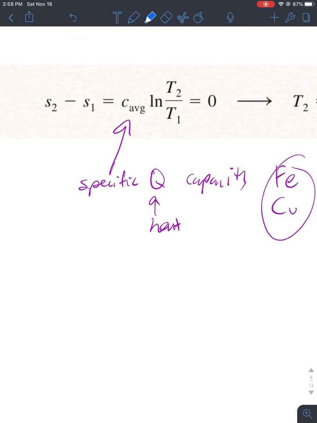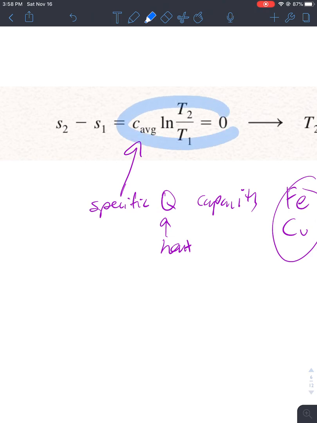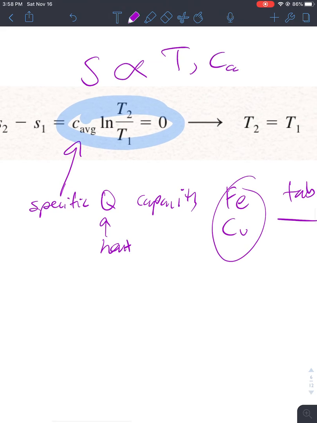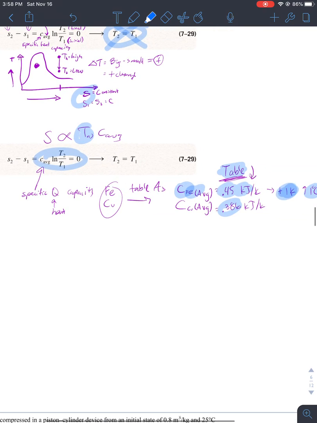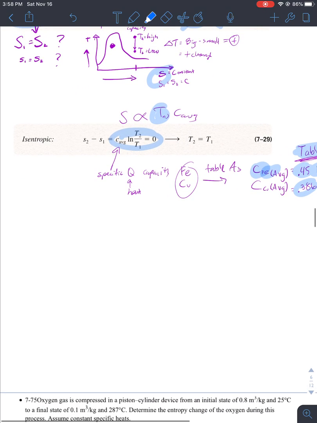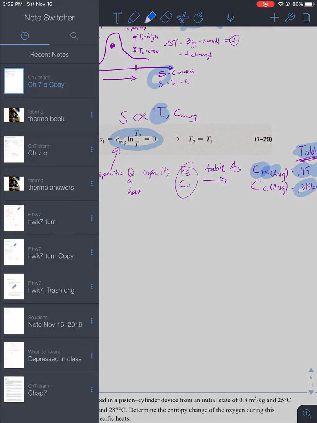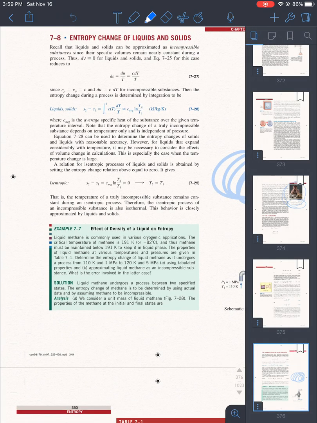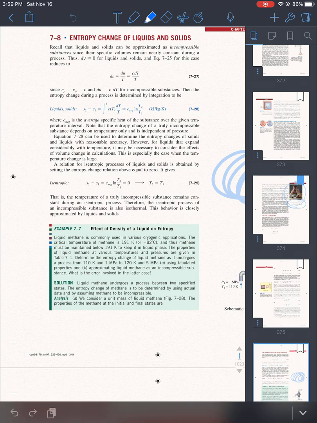Over here, this is the equation for entropy, relating entropy to temperature and specific heat, which is dependent on the initial and final temperatures. All right. So let's go to that table. The table is in A3 in the book. Once again, let's bookmark this. Okay, this is bookmarked, and let's go to page, let's say 1000.